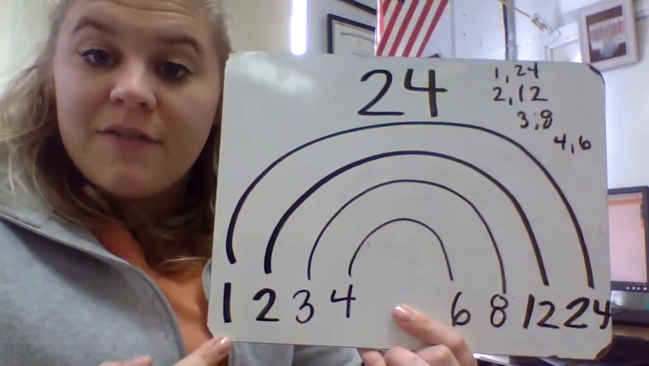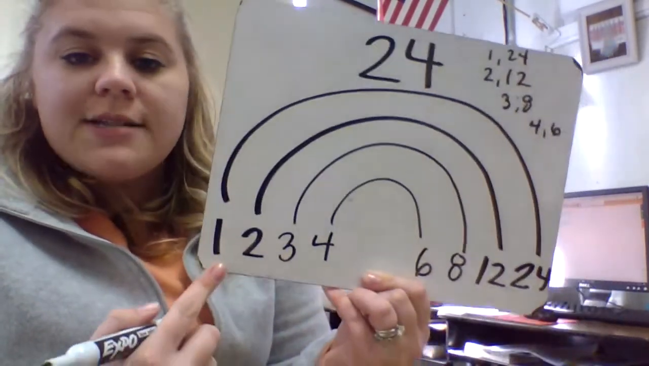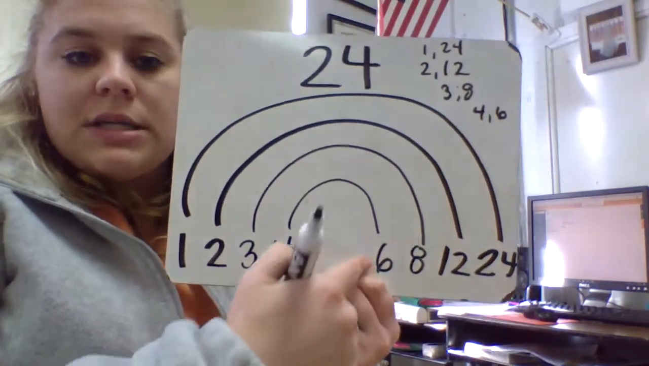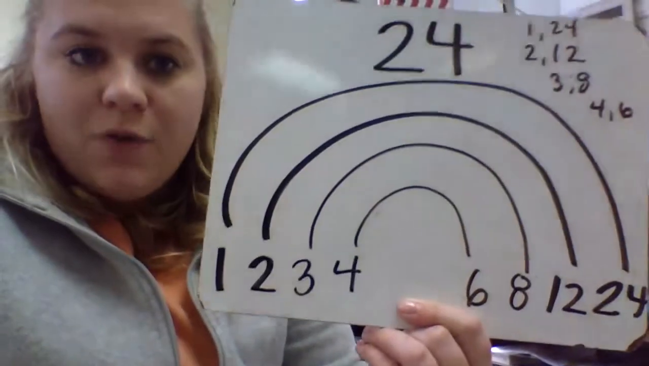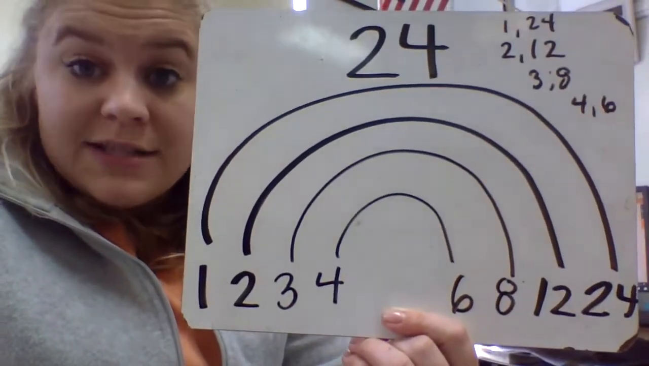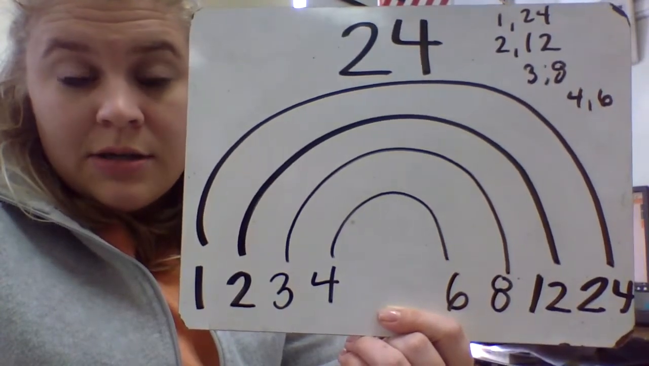If I just want to list my factors in order from least to greatest, I have 1, 2, 3, 4, 6, 8, 12, 24. So this number has a lot of factors.